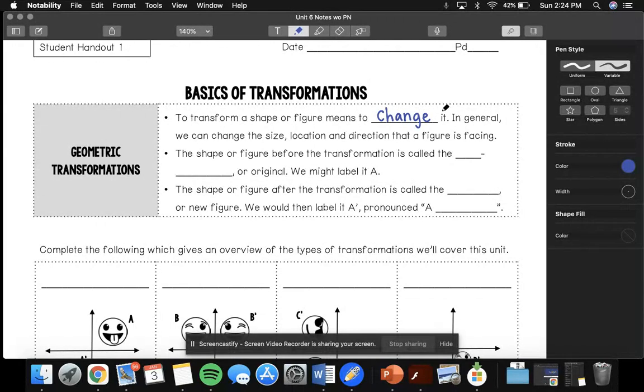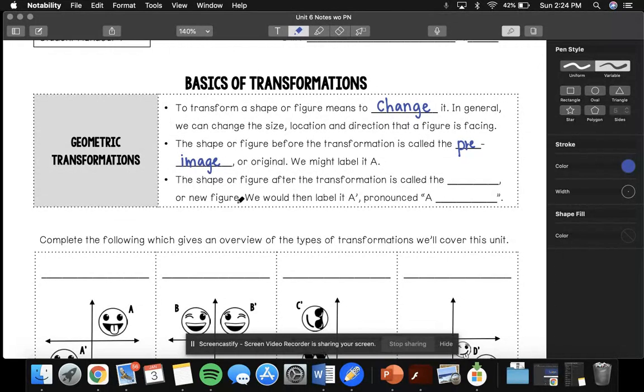Okay. In general, we can change the size of a figure or a shape, the location of it on a picture, and the direction that it's facing. The shape or figure before the transformation is called the pre-image. Okay, so any picture before, we call the pre-image, and we will label that sometimes just with a letter to notate that. Then after we've done something, after we've changed it or transformed it, we call this the image. Or we call it sometimes the new figure.